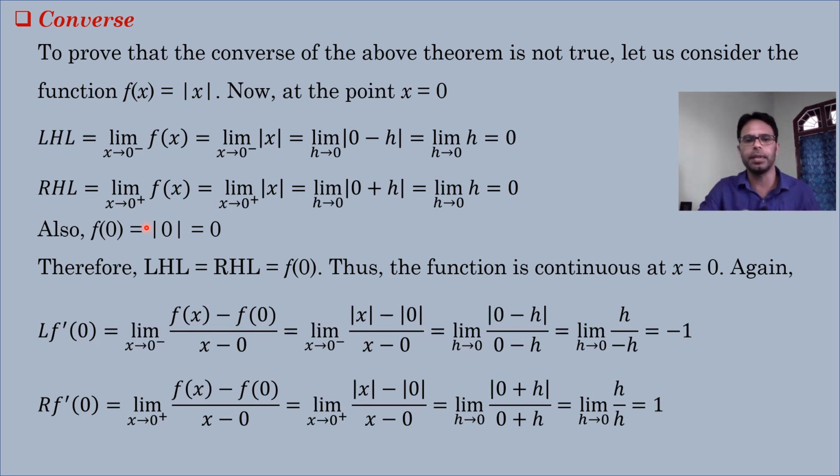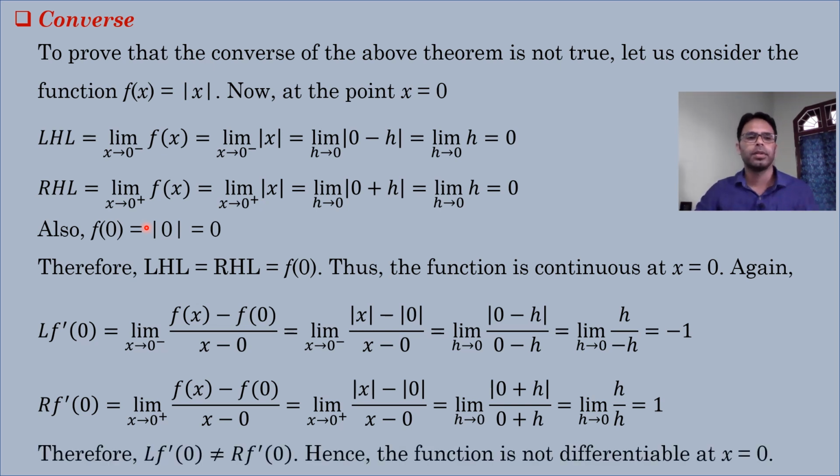There are so many examples. We will do some problems here also. So you just write, hence L f dash 0 is not equal to R f dash 0, hence the function is not differentiable at x equal to 0. So that is the proof of the converse part.